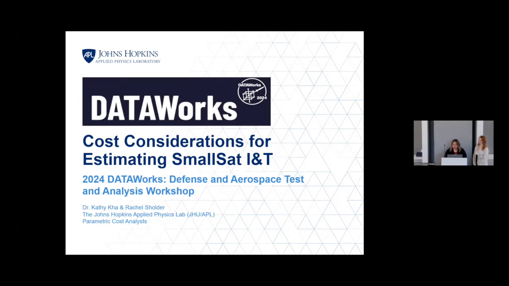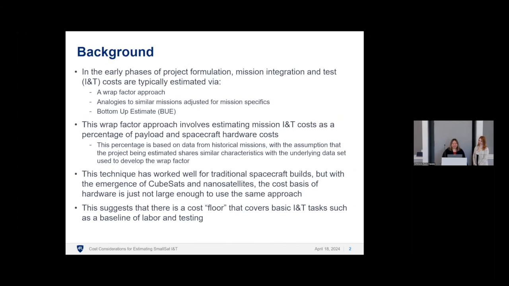Good morning, everyone. Okay, so to get started, the way that this research came about is that we work in the civil space area at APL. Within that area, we do a lot of the pre-formulation proposal work. We were noticing that we were starting to do a lot more small satellite CubeSat type proposals. With that, we needed a better way to estimate the various WBS elements while we were formulating these concepts.